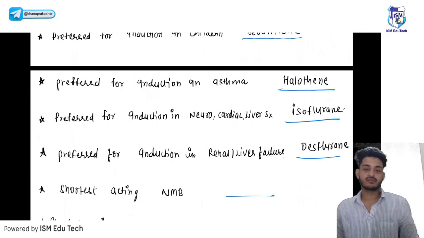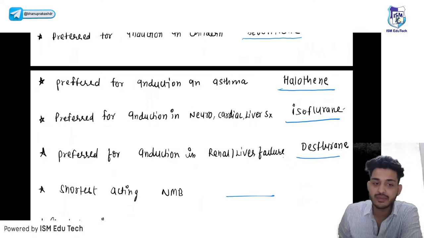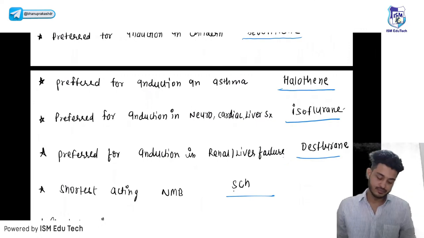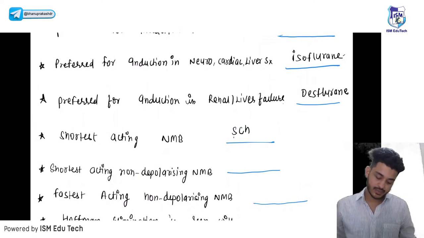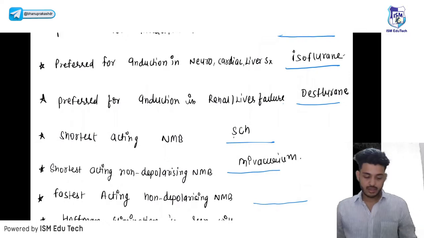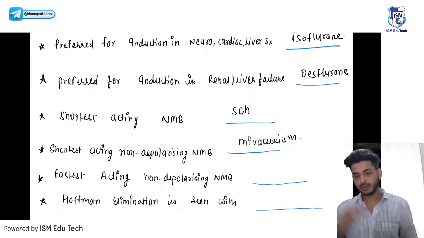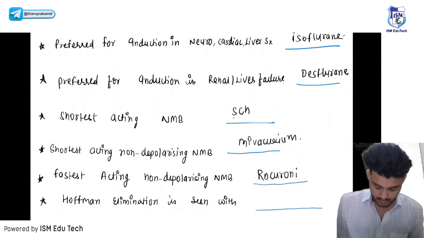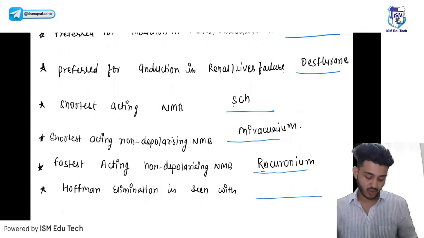Shortest acting neuromuscular blocker. You have seen depolarizing, non-depolarizing neuromuscular blockers. So shortest acting will be succinylcholine. But for shortest acting non-depolarizing, what will be the answer? Remember I told you about the Vaibhav, right? This is your Vaibhav. Next one is your fastest acting non-depolarizing. We are having one thing, that is rocuronium. It is fast like a rocket. Rocuronium is the fastest acting neuromuscular blocker.